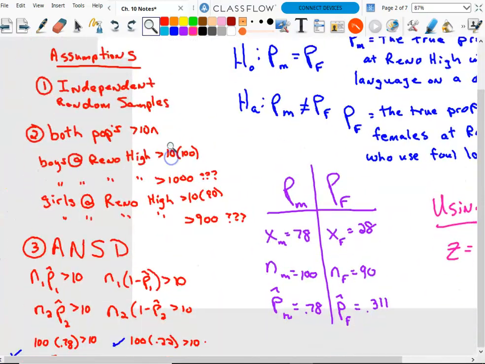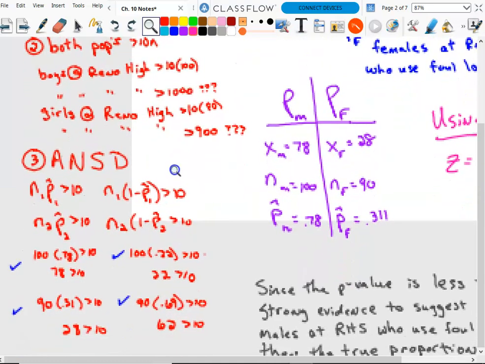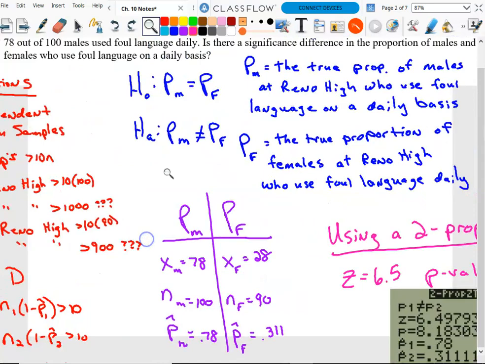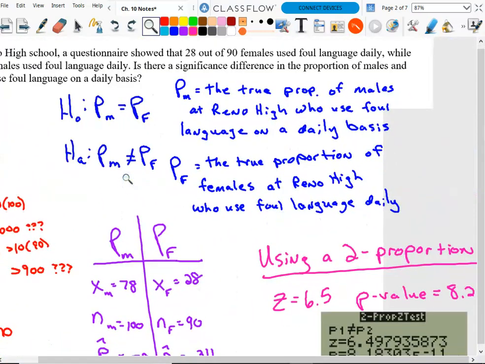But still assumptions. Pause it. Write them down. Same ideas. Still got Ho and Ha. And again, little details. Males at Reno High.